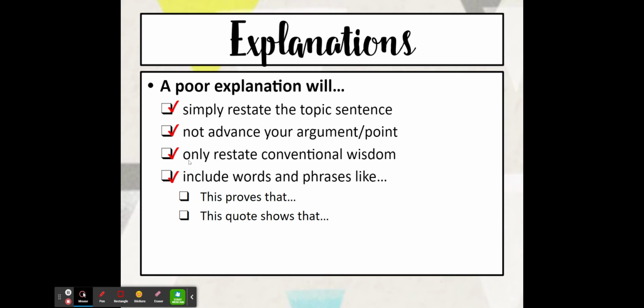We're also going to avoid using phrases like this proves that, or this shows that, or this quote shows that. The reason why we're avoiding that is, remember, we are avoiding writing about writing, right? You guys have made it to the point where, instead of saying this proves that, you just state what it proves. We don't need to write about what we're writing about anymore.